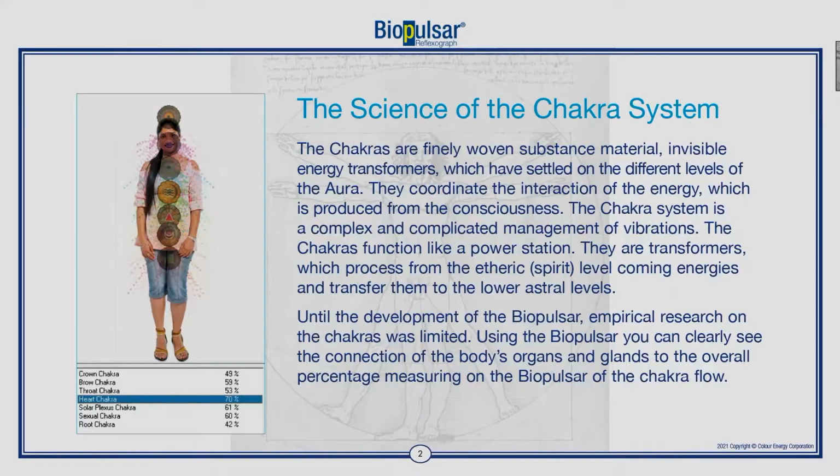The chakra system is a complex and complicated management of vibrations. Literally, we can refer to our chakras as power stations, hubs that control a lot of our other dynamics within our body. And again, we're going to talk about what consists of a chakra shortly. Because they're transformers that process from the etheric level, and when I refer to etheric, it means not just from our physical body, but outwards from our physical body into space. The energies that come in are then transformed through the chakras to the lower astral levels.